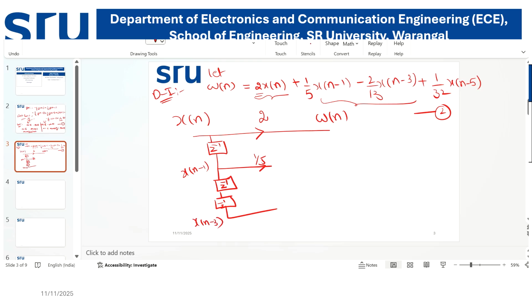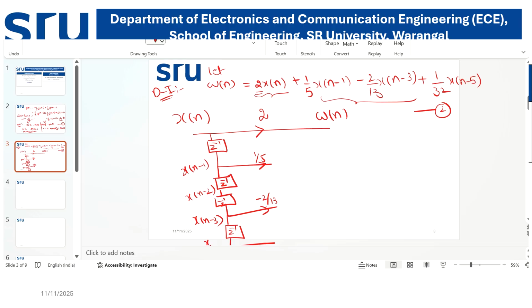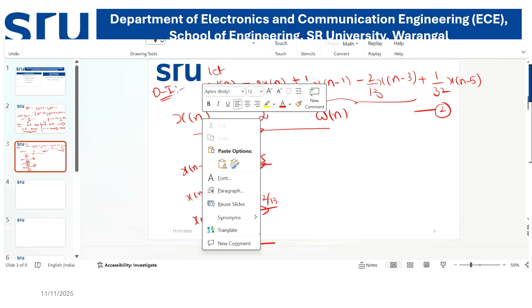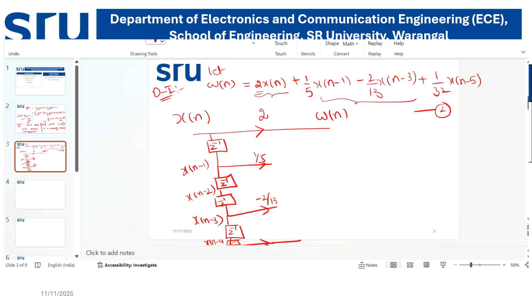The coefficient for x of n minus 3 is minus 2 by 13. For x of n minus 2, we don't have a coefficient, the coefficient is 0, so there is no connection. Then again, to generate x of n minus 5, 2 delay elements give x of n minus 4, and one more delay element gives x of n minus 5. The coefficient for x of n minus 5 is 1 by 32.